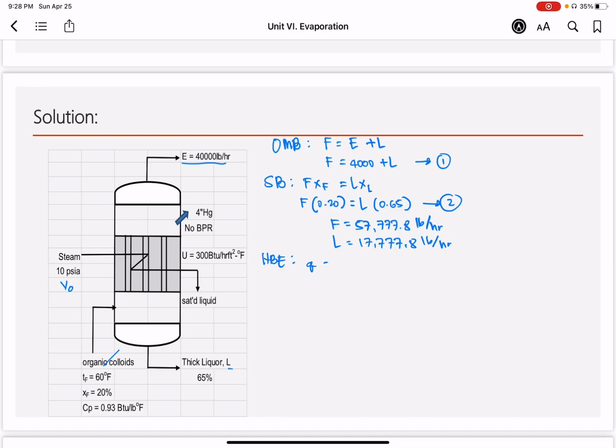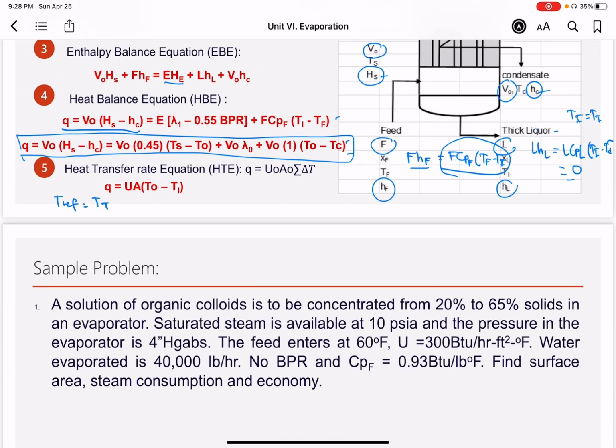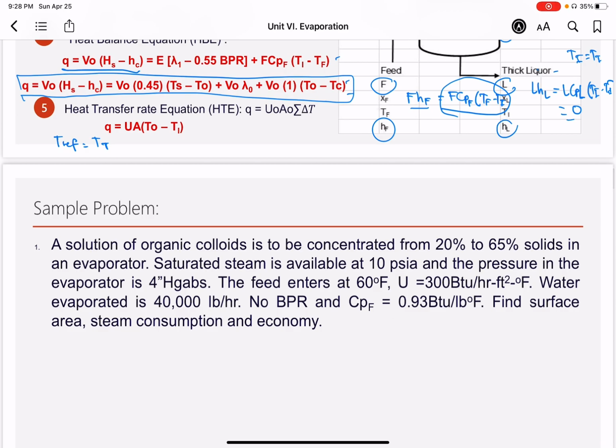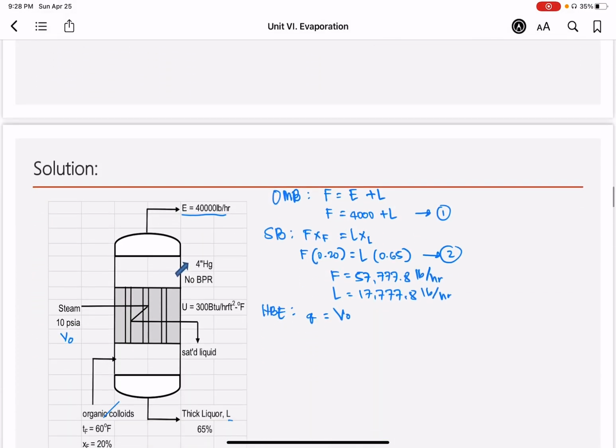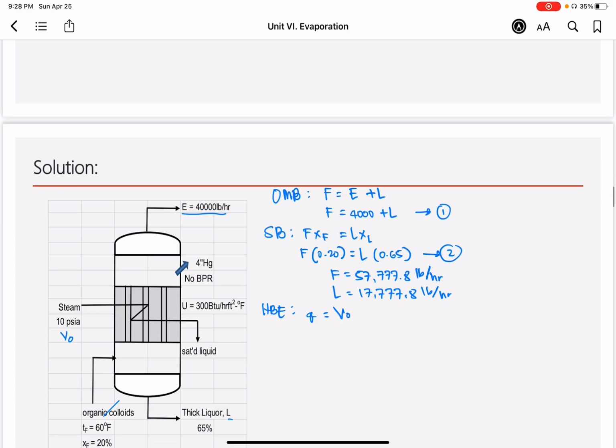That is Q is equal to V sub O, the one that we had a while back. Okay, so instead of 0.55 BPR, this is for SI, since we have English units, that's basically 2.303 BPR. So we plot Q is equal to VO, HS minus HC is equal to E times H1 minus 2.303 BPR plus F, you're given CP of the feed, T sub I minus temperature of the feed.